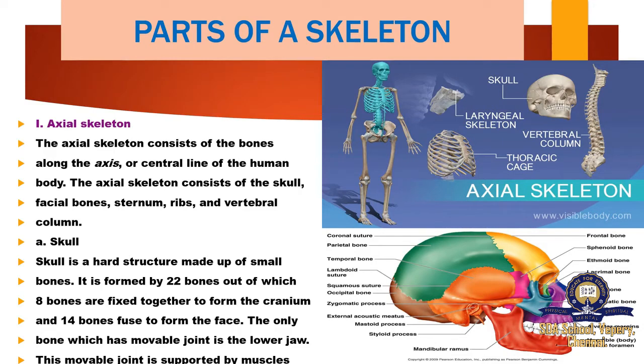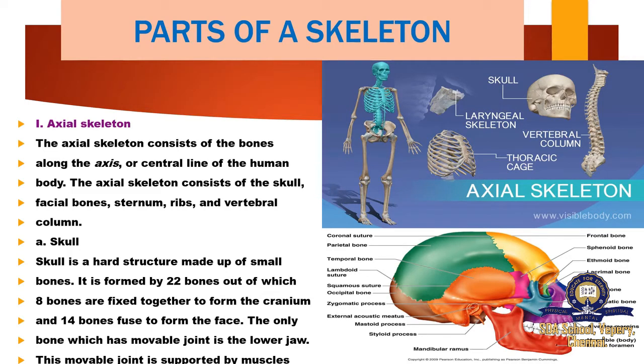The skull we already studied as immovable bones. It is an odd structure made of small bones. It is formed by 22 bones, out of which 8 are fixed together to form the cranium. So we have 22 bones, and in that only 8 are immovable bones. These are fixed together and make the cranium. The cranium holds the brain, and 14 bones are used to form the face. So the remaining 14 bones combine together to make the face structure.